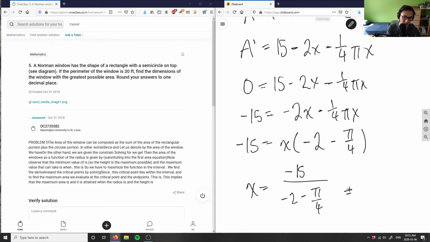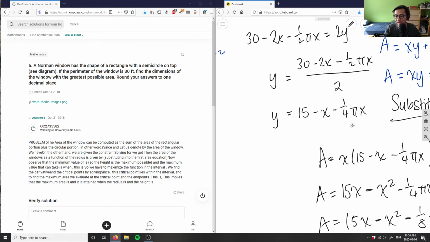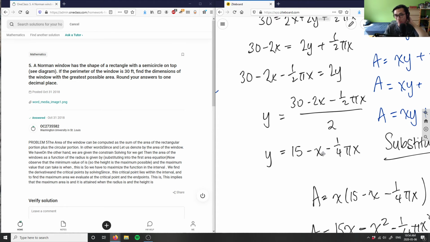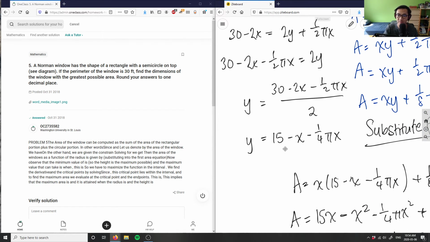So x here would be 5.38, or you can round this to 5.4. I want it to be one decimal place here. So 5.4 is my x value. Once I have my x value, I can easily solve for my y value using basically any of these equations. So I would use, again, this equation here.